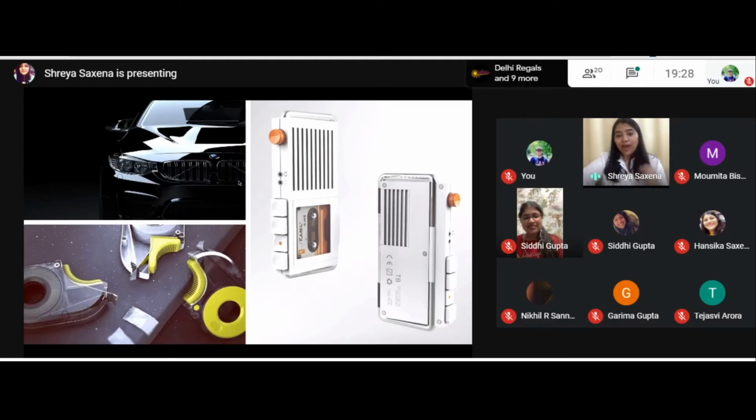Will the body be made of aluminum? What buttons will be there? What charging points will be there? What will be the packing of the chipset inside the laptop? All these decisions are taken by the industrial product designer.